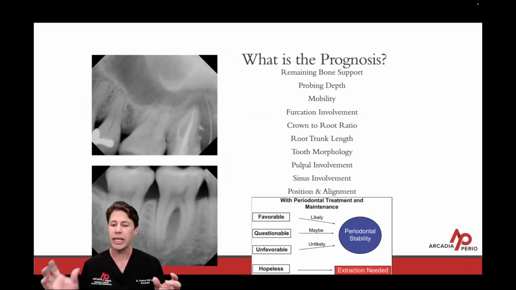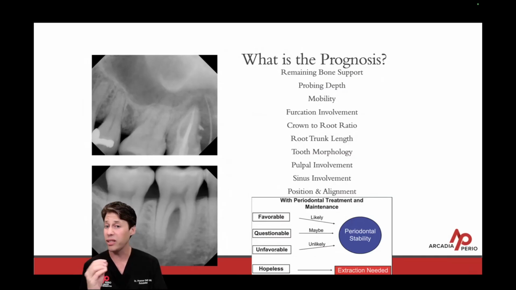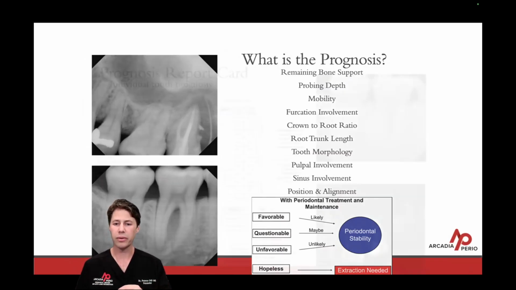So what we're looking at for prognosis is, are we able to get that tooth stable and maintain the stability long term? And if we can, then it's favorable. If it's possible, then it's questionable. And if it's unlikely, it's unfavorable. So that's the way I like to look at prognosis when I am viewing teeth. I don't look at it in terms of individual tooth related factors. So let's move forward here.